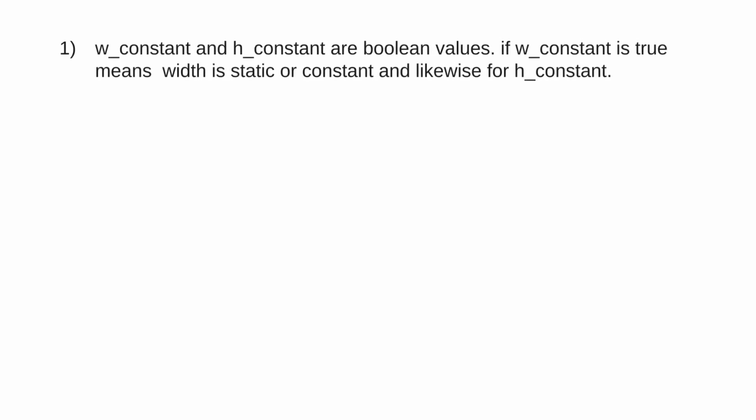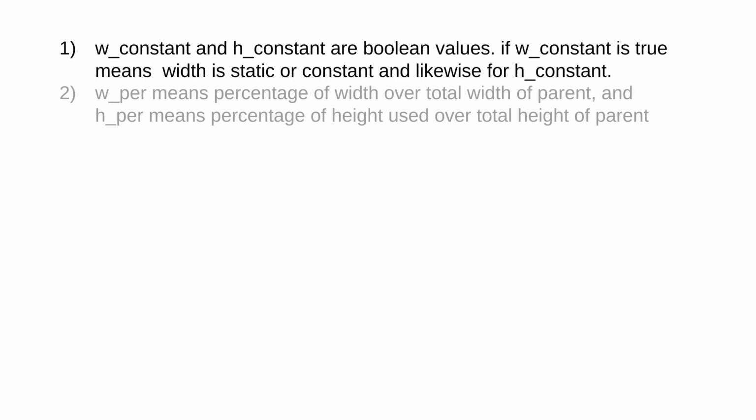W constant and H constant are Boolean values. If W constant is true, it means the width of the container UI cannot be changed by the states of its parent, its children or sibling. Likewise, if H constant is true, it means the height of the container UI cannot be changed by the states of its parent, its children or its sibling.